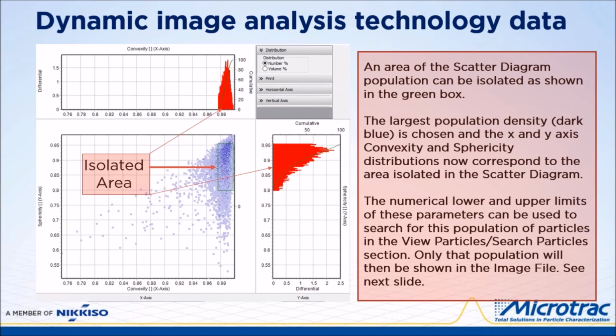The numerical lower and upper limits of these parameters can be used to search for this population of particles in the View Particles, Search Particles section. And only that population will then be shown in the image file. See the next slide.